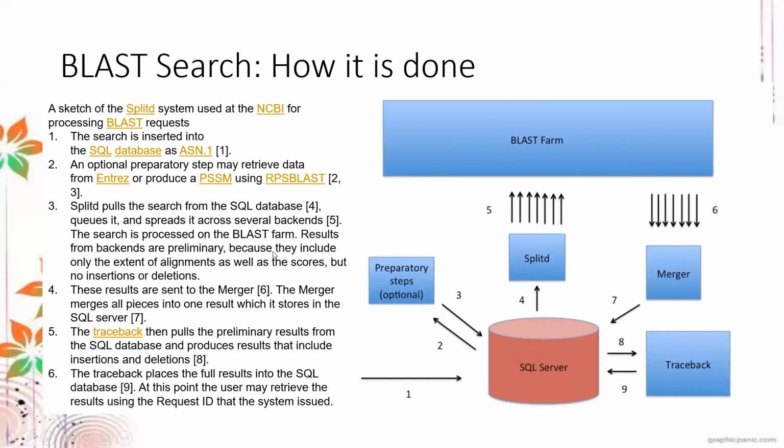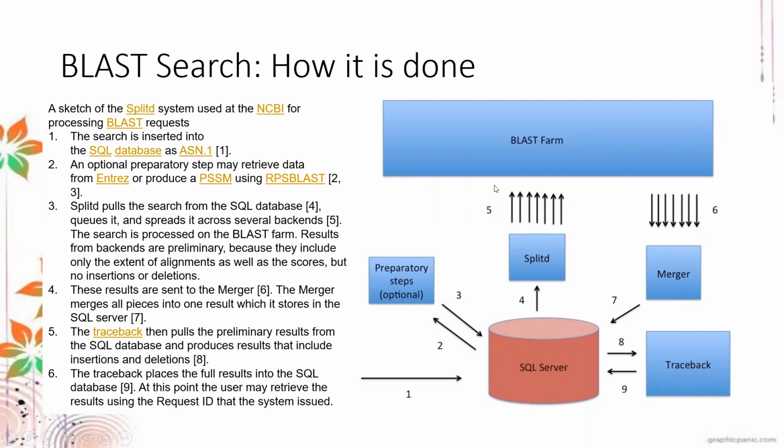The results from the backends are preliminary because they include only the extent of alignments as well as the scores, but no insertions or deletions. So this is the Basic Local Alignment Search Tool. As we discussed in the previous lecture, BLAST is basically a local alignment tool. They chop up your sequences and then perform multiple local alignments. And so you will end up with a BLAST form.